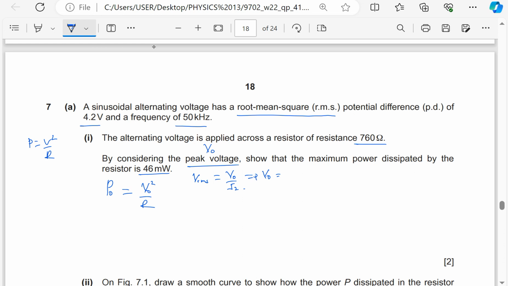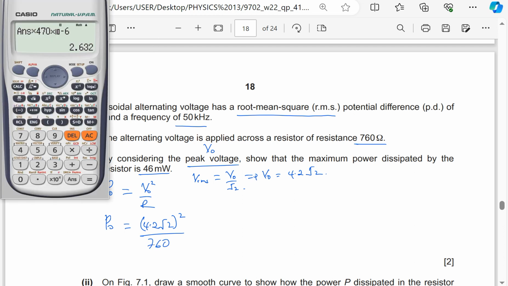By considering the peak voltage V naught, show that the maximum power dissipated by the resistor is 46 milliwatts. They gave us the root mean square as 4.2, so this will be 4.2 times root 2. That is going to be V naught. So the maximum power is going to be 4.2 root 2, squared, divided by the resistance, which is 760. Let me check my calculator: 4.2 root 2, squared, divided by 760.